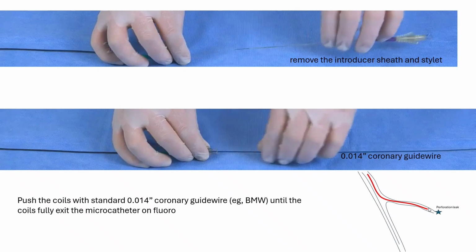Now, once those coils exit the microcatheter, that's it. It's irreversible. They are deployed. You cannot take them out. You cannot change their position. And that's the downside of those pushable coils. You need to be certain of a proper position and a proper sizing.